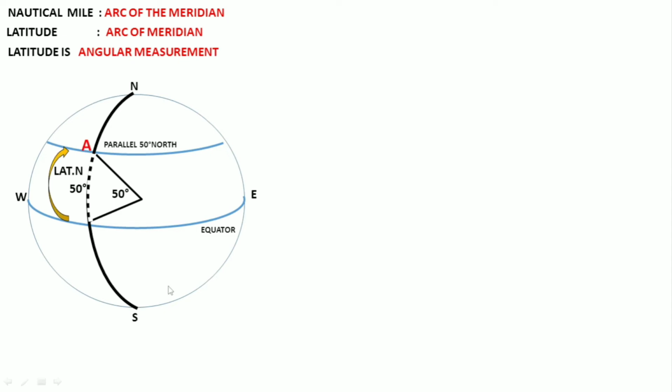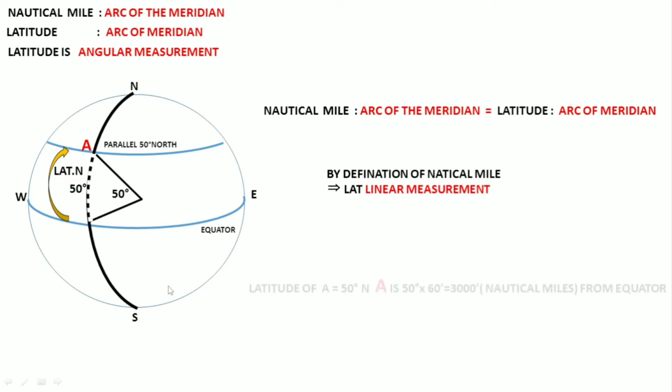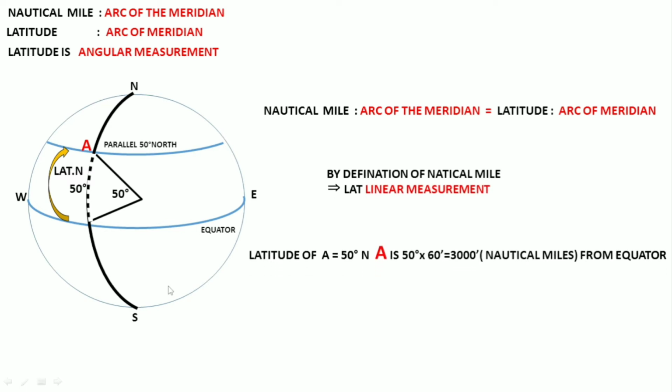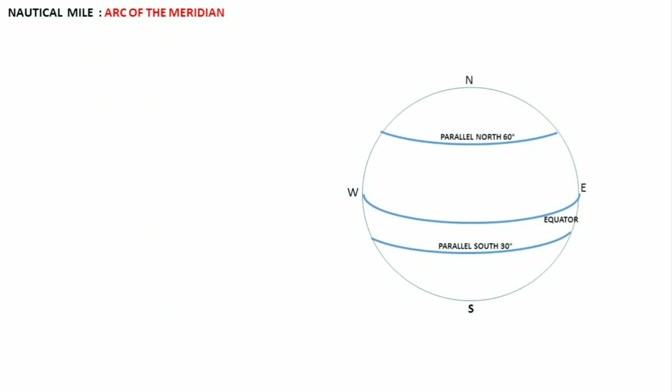Now, a nautical mile is also an arc of the meridian. Latitude is also an arc of the meridian. Of course, latitude is an angular measurement, but here I can call it a linear distance also. I can convert this latitude from the equator to point A. It is 50 degrees. I can call it a linear distance also, which would be 50 into 60 minutes, and that will be converted into nautical miles. So all the points on the parallel of latitude A are 3000 miles away from here. That's about the latitude part of it only.